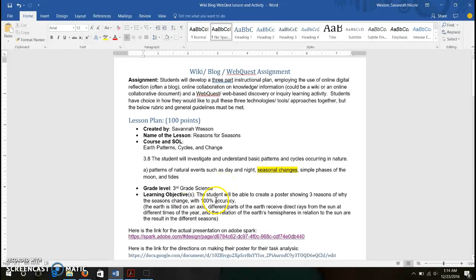Your learning objective says that the student will be able to create a poster showing three reasons of why the seasons change with 100% accuracy. These three reasons should be: the Earth is tilted on an axis, different parts of the Earth receive direct rays from the Sun at different times of the year, and the relation of the Earth's hemisphere in relation to the Sun are the result in the different seasons.